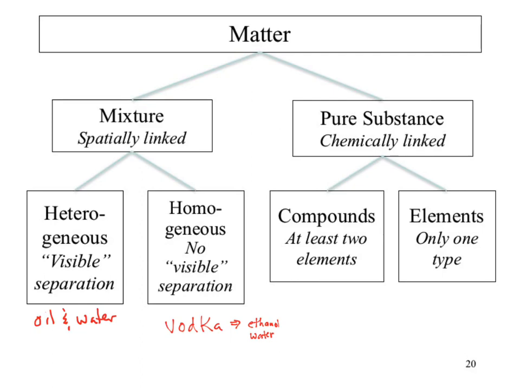Okay? What those separations are actually referring to, or the way I would like to think about it, is phases. Heterogeneous is two or more phases. And homogeneous is one phase. Okay? So we take a look at the oil and water example. Oil is what phase?